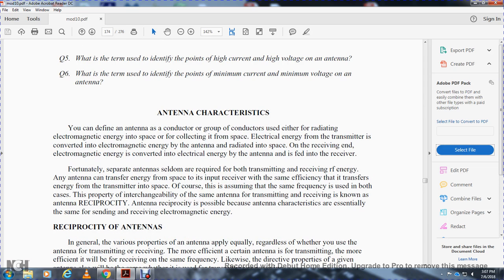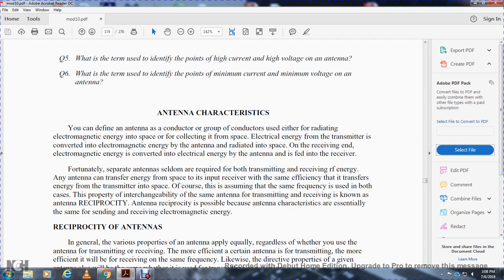Alright, antenna characteristics. An antenna is a conductor or group of conductors used either for radiating electromagnetic energy into space or collecting it from space. Electrical energy from the transmitter is converted into electromagnetic energy by the antenna and radiated into space. On the receiving end, the electromagnetic energy is converted into electrical energy by the antenna and fed to the receiver.